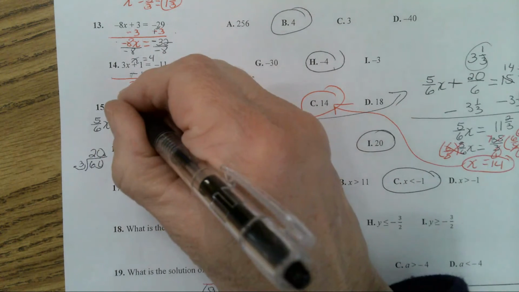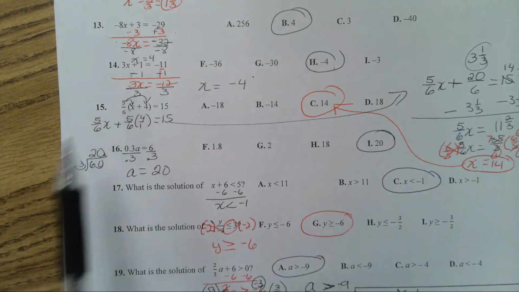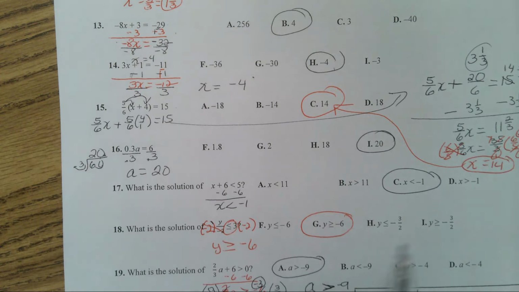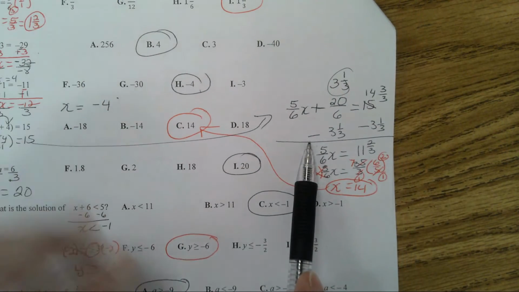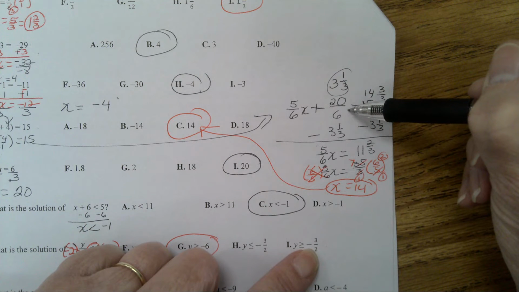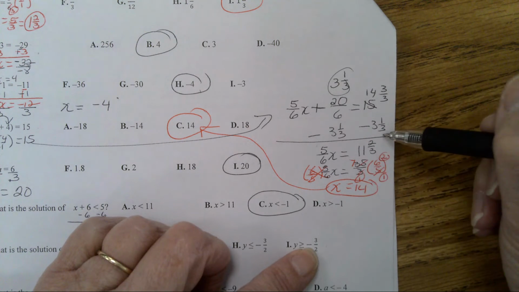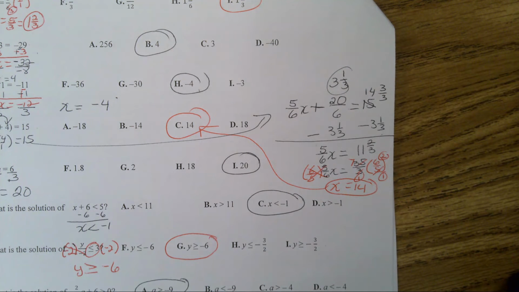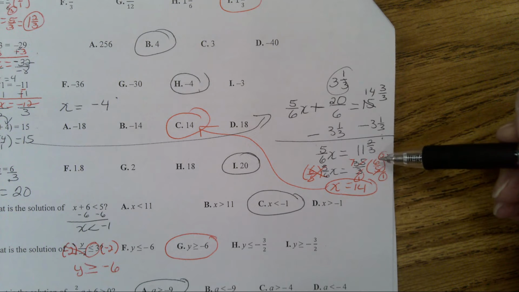In number 15, you have to do the distributive property. 5/6 times x and 5/6 times 4. You then have 5/6x plus 5/6 times 4 over 1. And then I did the work over here because it just didn't give me enough space. 5/6 times 4 over 1 gave me 20 over 6. So then I subtracted that from both sides, which I changed to a mixed number of 3 1/3. So 15 minus 3 1/3 is 11 2/3.